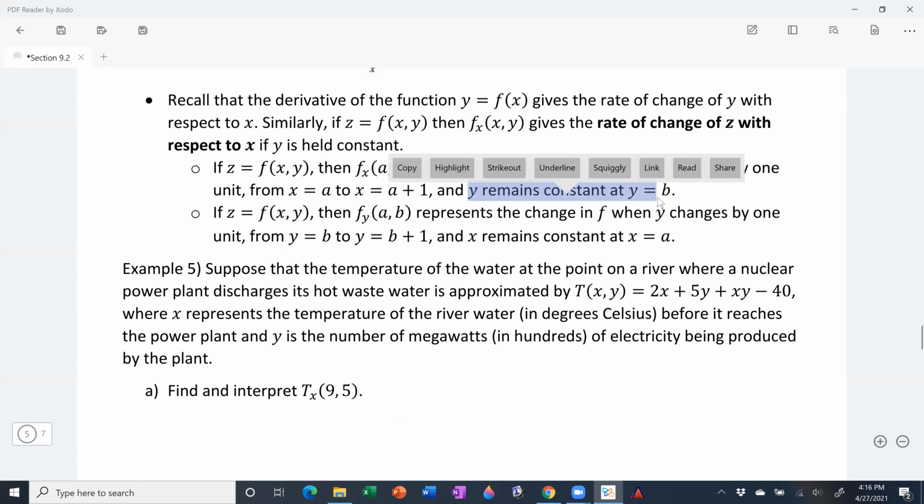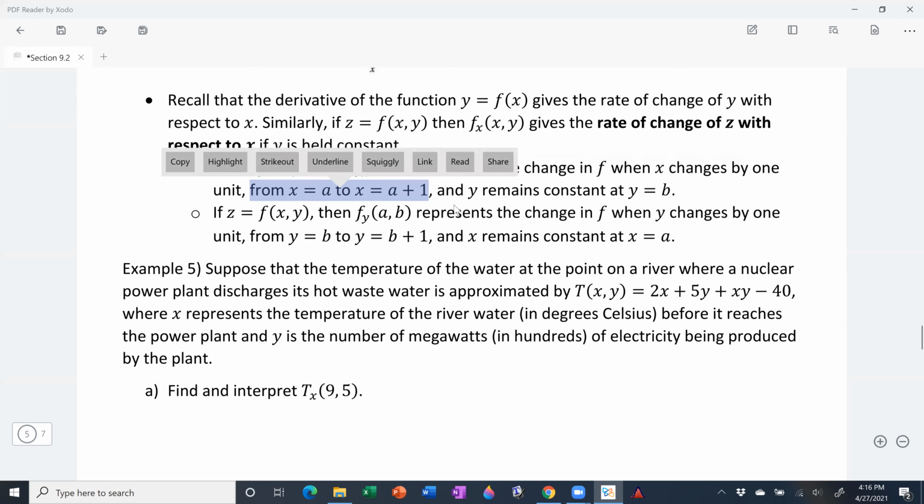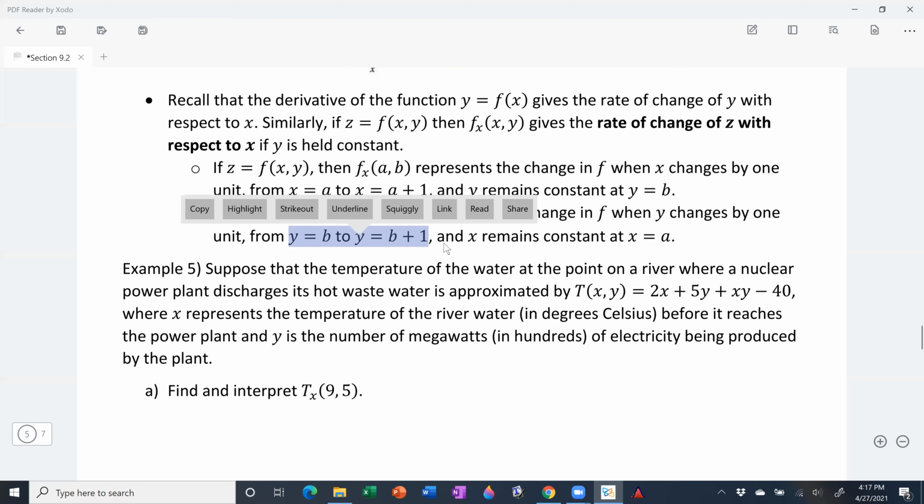Remember when we're doing partial derivatives with respect to x, that means we're just making the other variable constant. So for that part, the other variable being constant evaluated at that number, I don't think that's too bad, but this is definitely tricky when we're thinking about the rate of change from the other variable. We want to think about it in terms of a change in 1 unit. And similarly, if we've got the same function, but we do the partial derivative with respect to y evaluated at a comma b, that's going to represent the change in f when y changes by 1 unit. So we go from b to b plus 1, and then x remains constant at a.